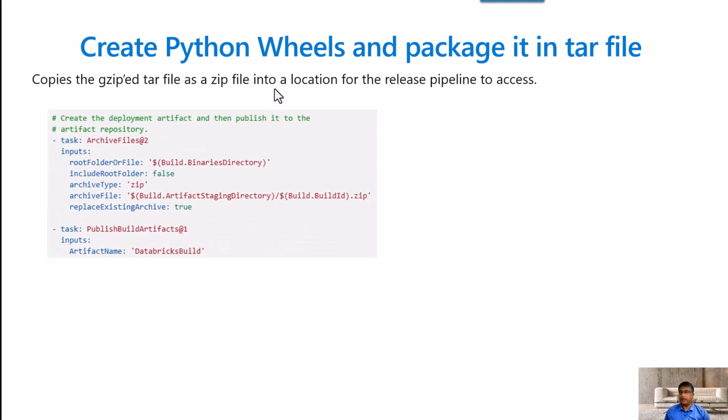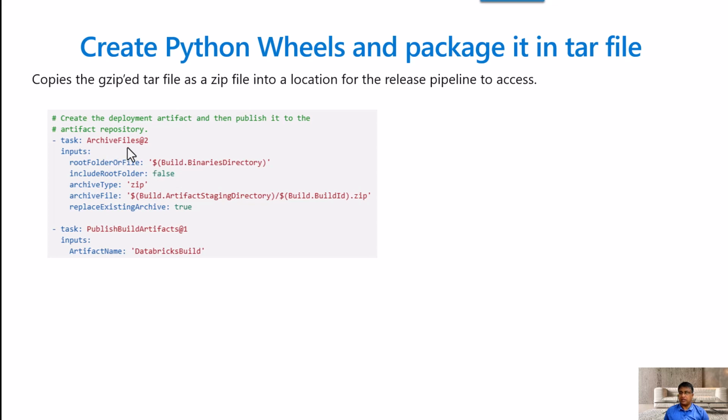So now you have already run the Python test. The next step would be to copy this tar file. There will be this tar file which is getting created, and we are going to collect or create a deployment artifact. The deployment artifact we are going to publish into the artifact repository, so that our release pipeline can take this artifact and push it into the release pipeline. So these are the two steps.